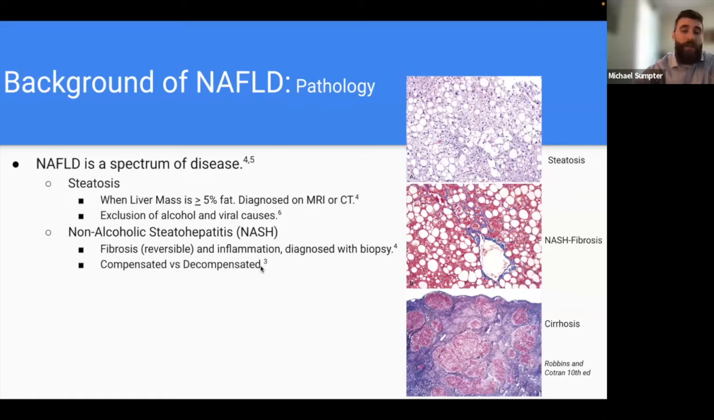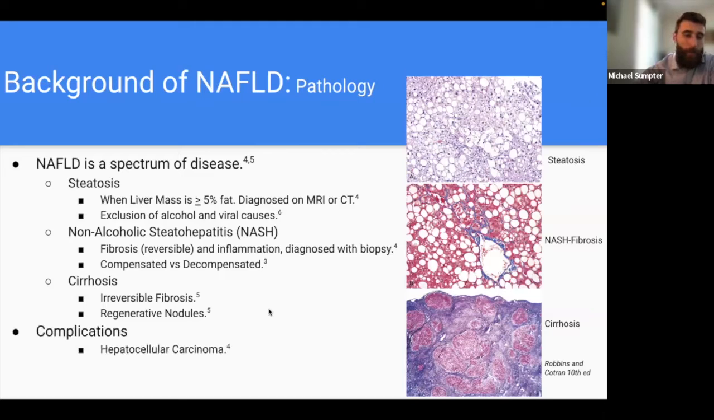Decompensated NASH, this is going to be when that same patient begins to exhibit symptoms, and more prominent symptoms would be examples like abdominal pain or jaundice. And then finally, our last and most serious stage of the disease is cirrhosis, end-stage liver disease. This is going to be characterized by irreversible fibrosis and regenerative nodules. Some common complications of non-alcoholic fatty liver disease are going to be hepatocellular carcinoma, cardiovascular diseases, and several others like hepatic encephalopathy.